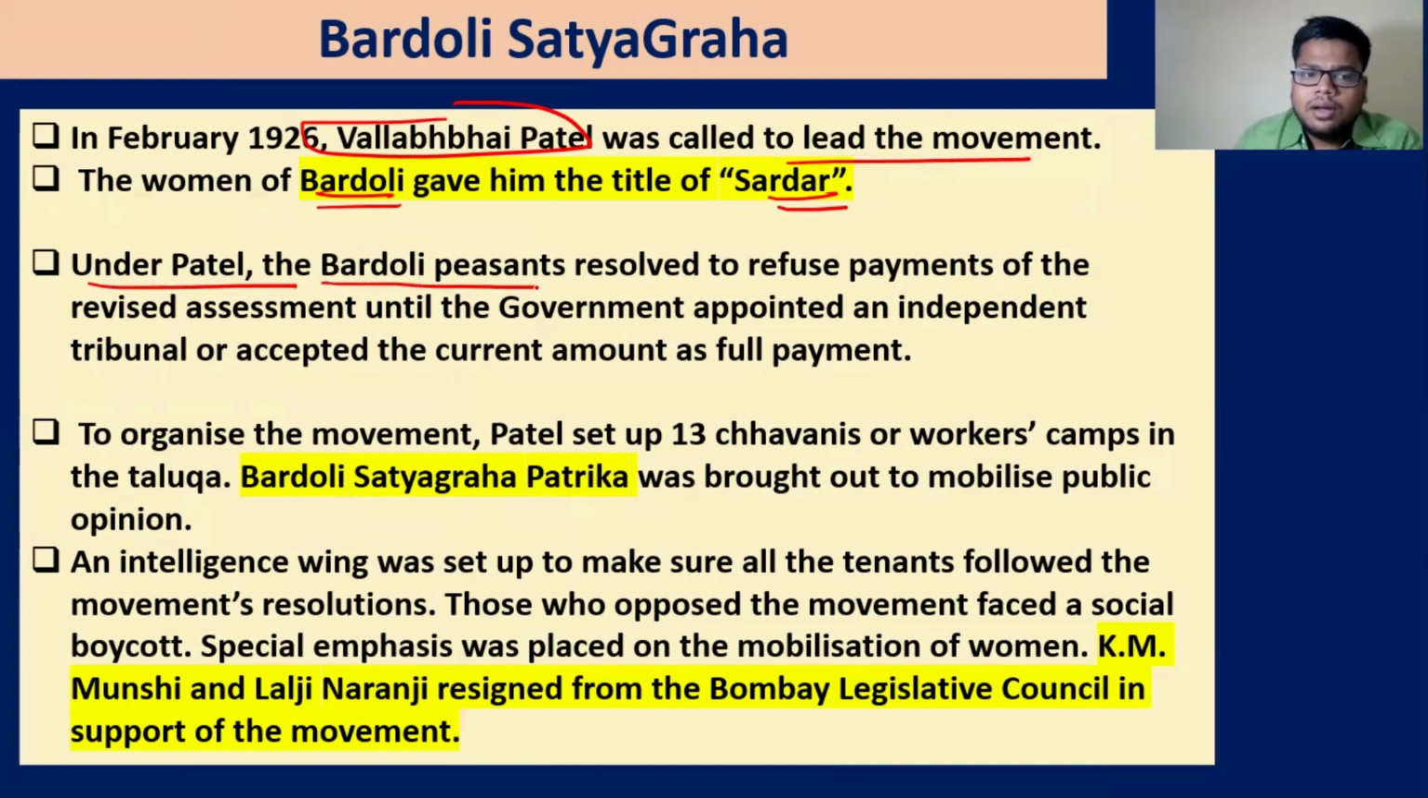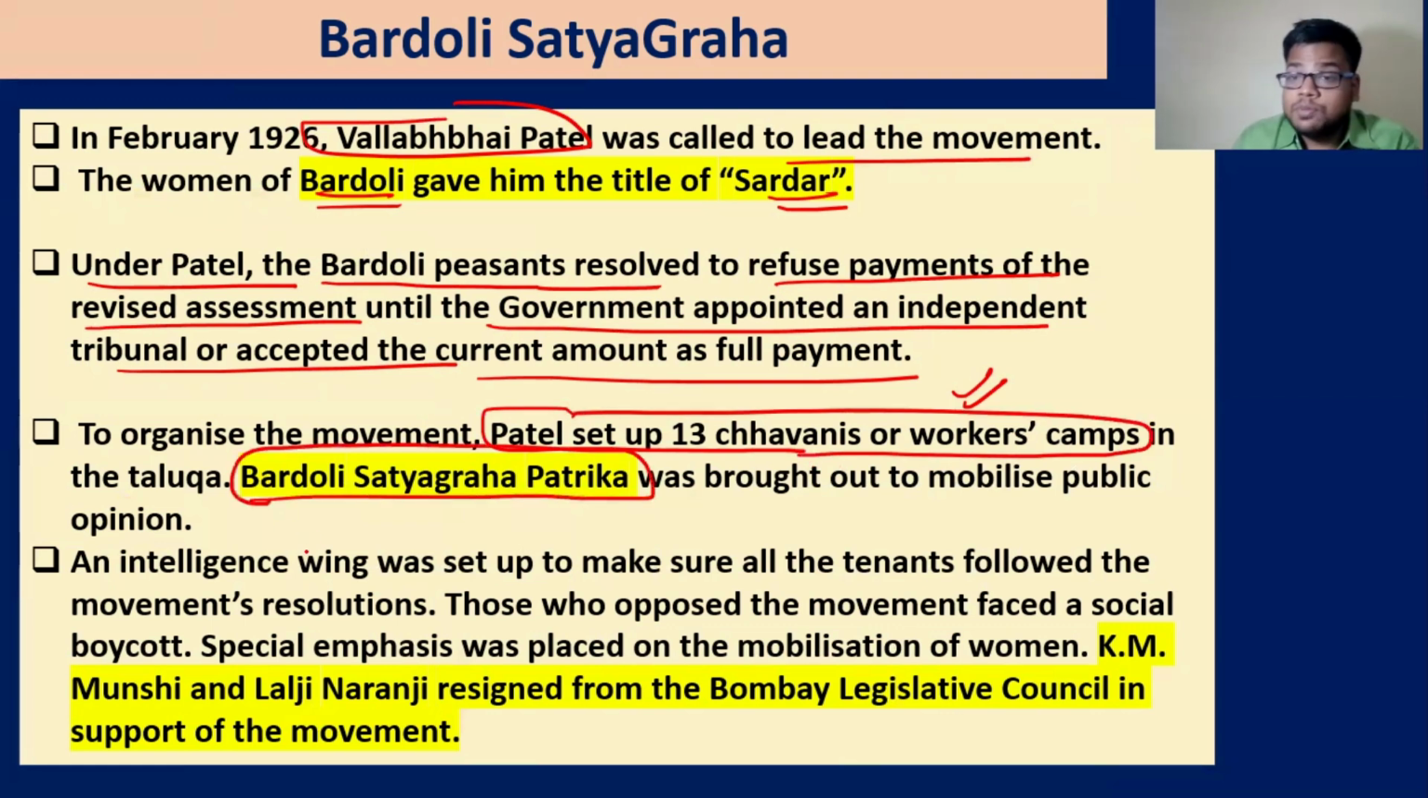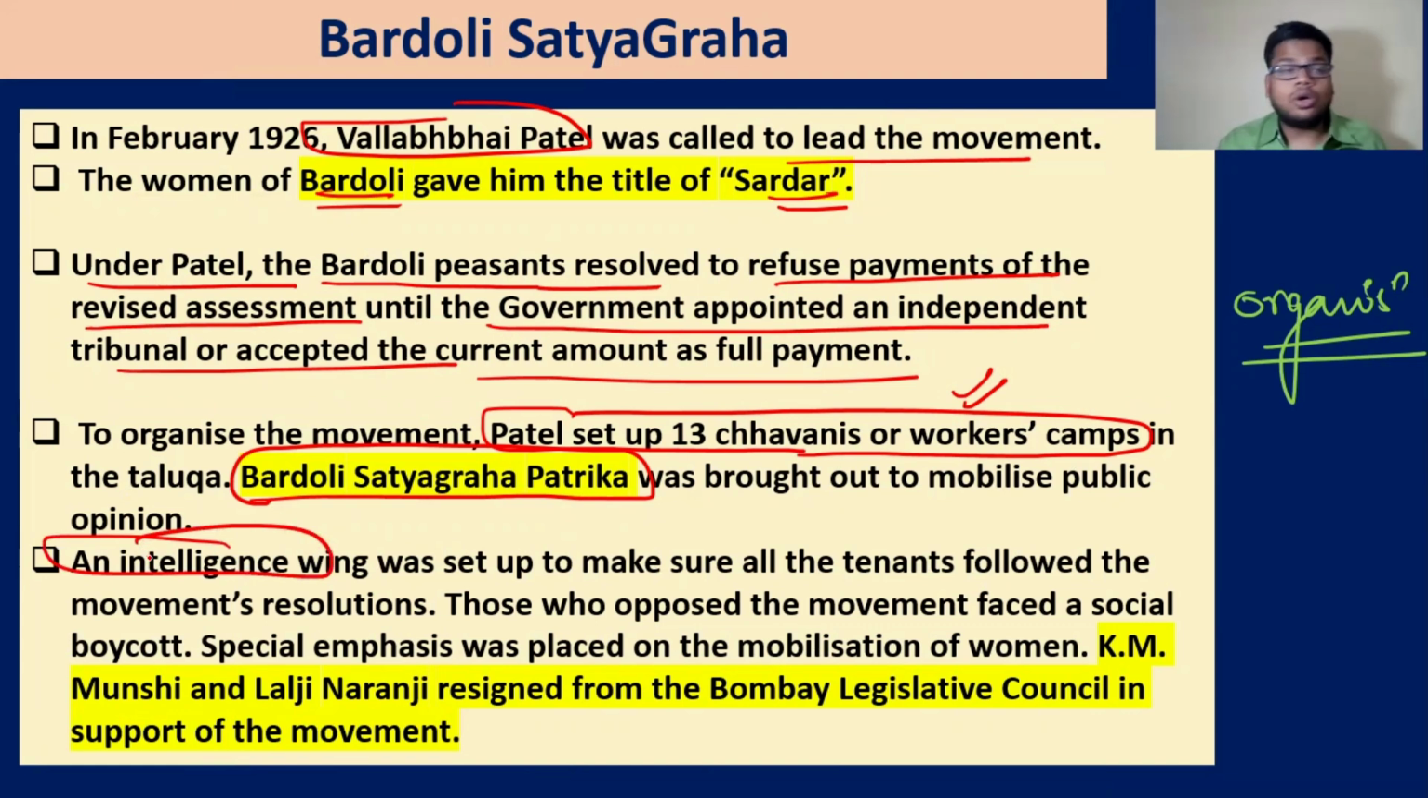Patel, with the Bardoli peasants, resolved to refuse payment of the revised assessment until the government appointed an independent tribunal and accepted the current amount as the full amount. So these were the conditions from the side of Sardar Patel. To organize the movement, Patel set up 13 chhavanis, or workers' camps. Bardoli Satyagraha Patrika was being published. So you can see a lot of organizational skills of Patel here. An intelligence wing was also set up. Whenever they came to know that someone was coming to collect the rent, they would inform everyone, to make sure all the tenants follow the movement's resolution. Those who oppose, what to do with them? The same thing that we have discussed earlier: socially ostracize them.